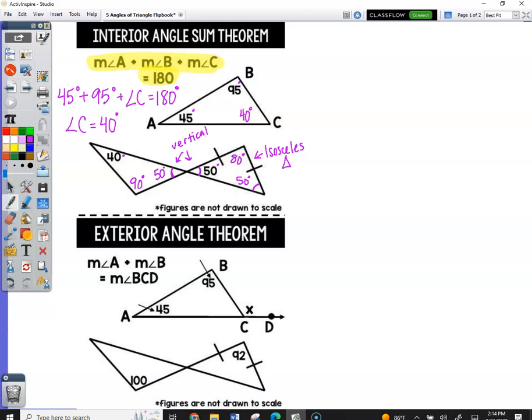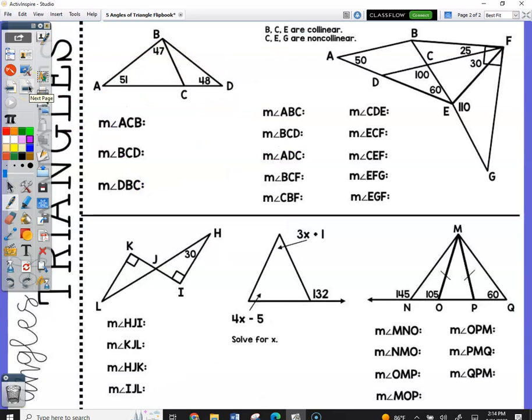Now we're going to save this one for tomorrow. I want you to open your flip book, and now let's practice. Please look at the first picture. It is right here. We have 3 questions. Let me tell you a technique that I think you might find helpful.